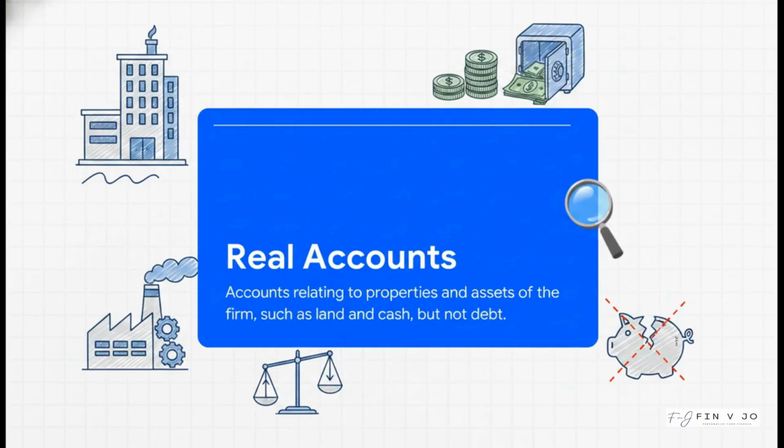These deal with the properties and assets that the firm actually owns, but crucially, this does not include debt. Think of the physical, tangible stuff you can touch, like land, buildings, and machinery, or even the cash sitting right there in your bank account. These are the foundational assets that will eventually live on your balance sheet.